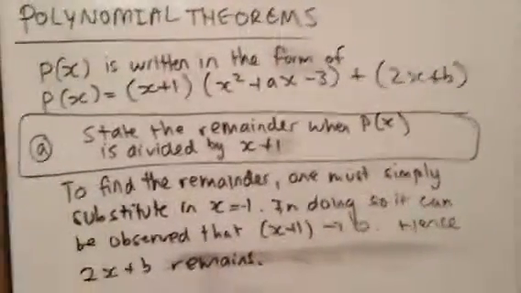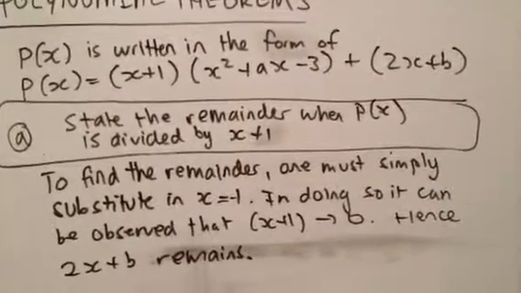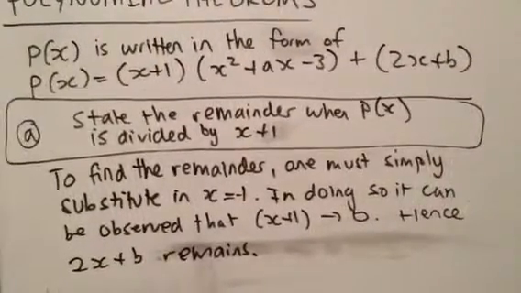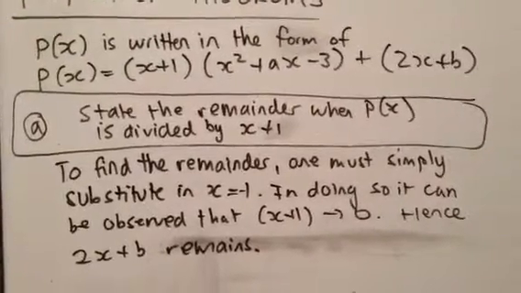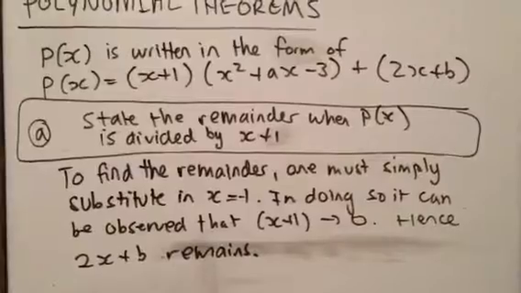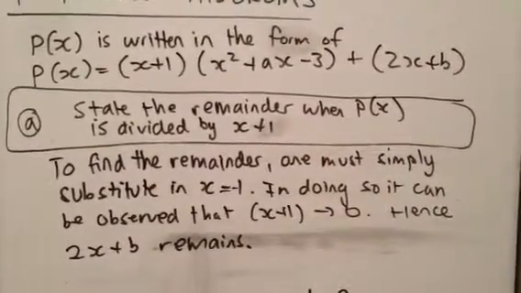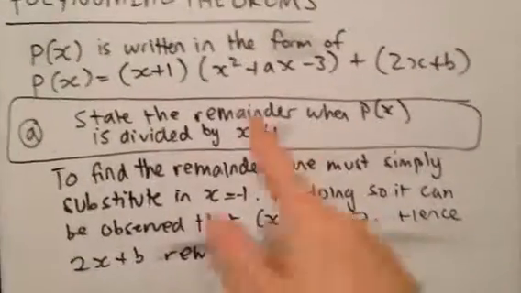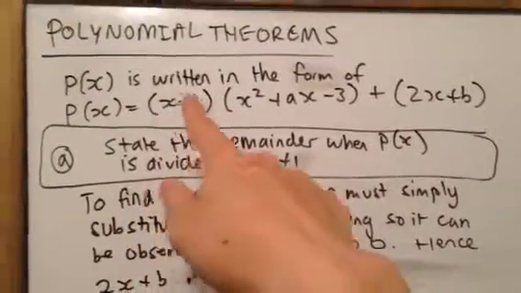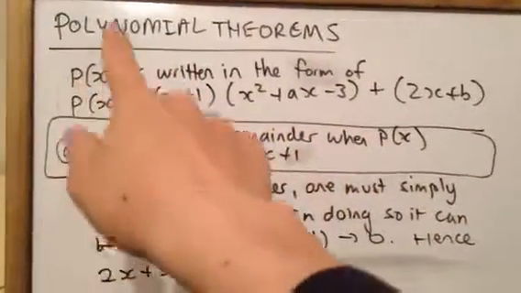Well, we know based on the remainder theorem that p of negative 1, or substituting x equals negative 1 into the equation, will give us our remainder when it is divided by that. So in doing so, it can be observed that x plus 1 goes to 0 because we have x plus 1 in our polynomial here. So this entire term goes to 0 when we put in negative 1 and we find the p of negative 1.